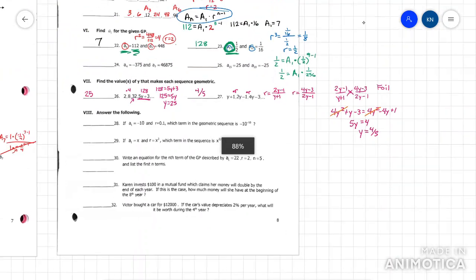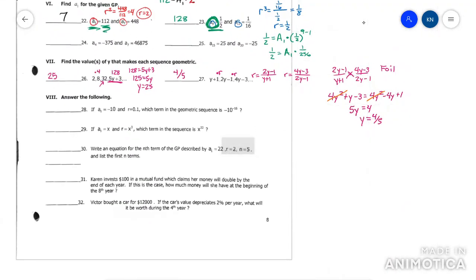Okay, now this last section. 28 is one that I kind of really had to think about. Basically, here's your output right here. Negative 10 to the negative 16. It's equal to your first term, negative 10, times r, which is 0.1, which is 1/10 to the n minus 1, right? And we're trying to find n. Okay, the first thing I did was I canceled this negative with this negative.